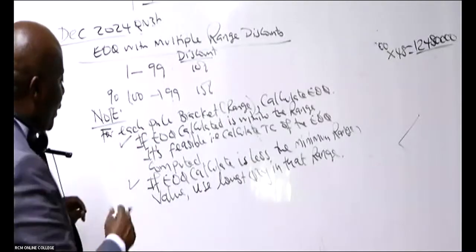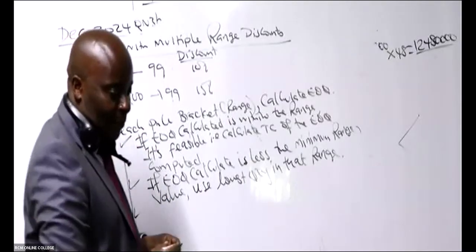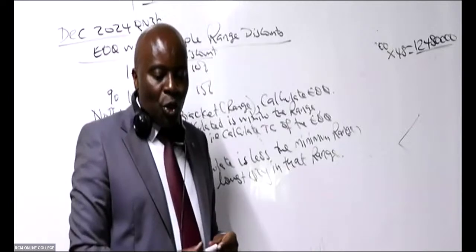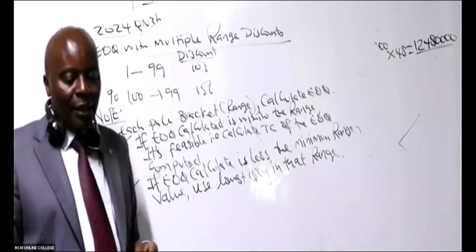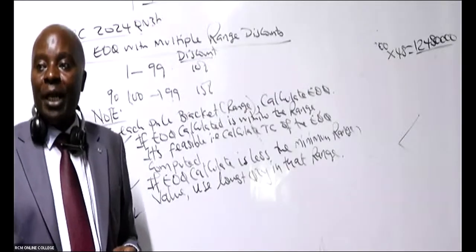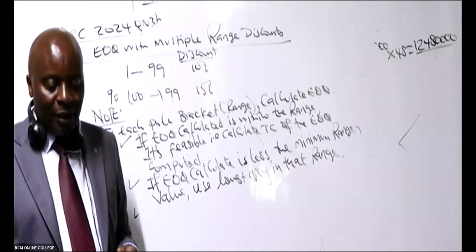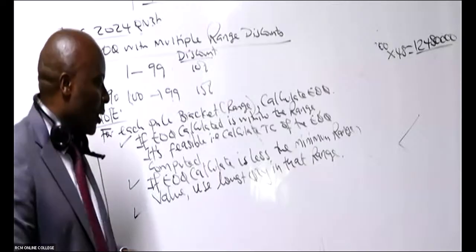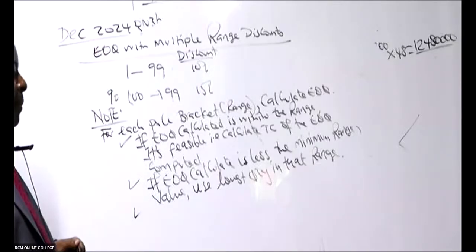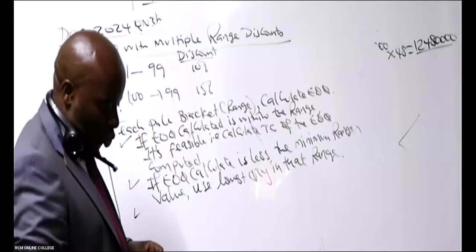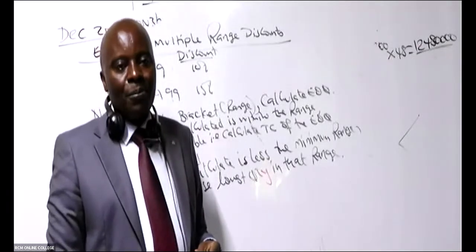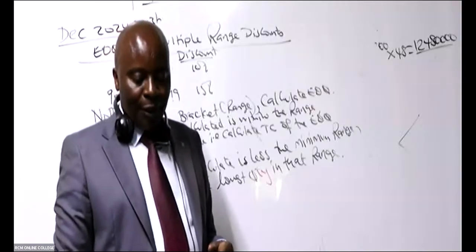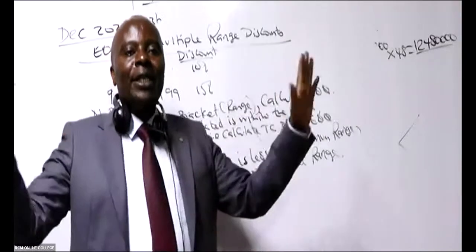The last one, the third tick: if the EOQ computed is bigger than the maximum range value, ignore it.